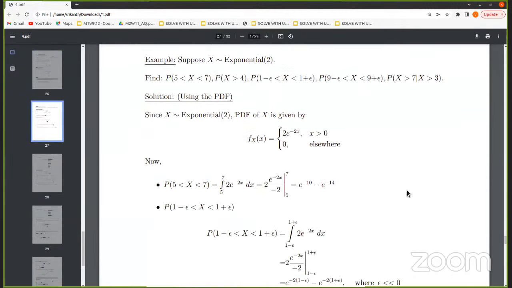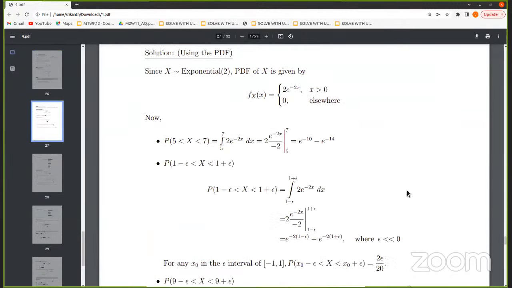Sir, if the PDF is given, we have to integrate it according to our limits and find the probability. Correct, that is one way. If you know the CDF, the probability that 5 < X < 7 can be written as F_X(7) minus F_X(5). Okay, it's just the subtraction of two CDFs. Yes, sir, understood.